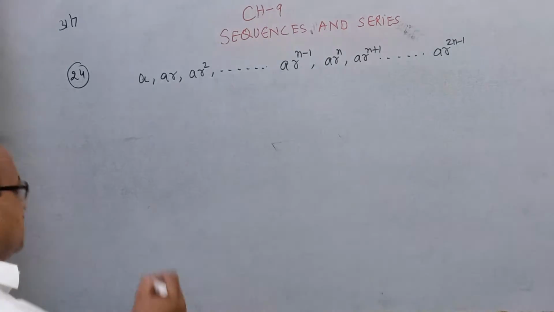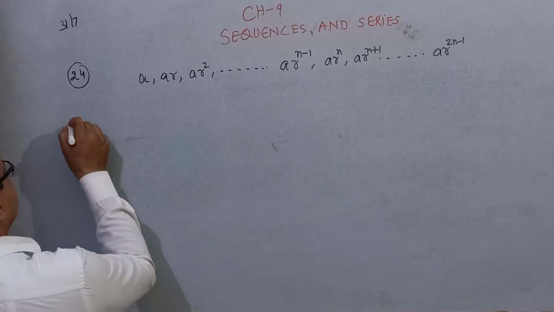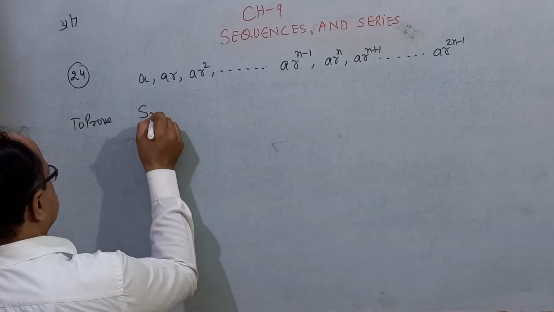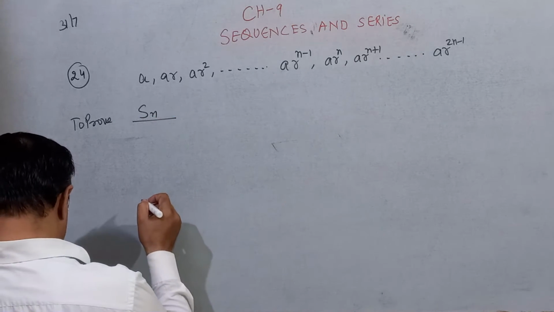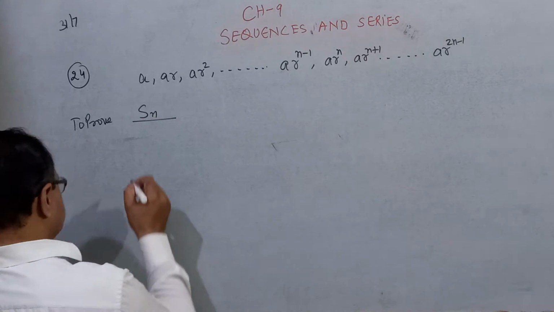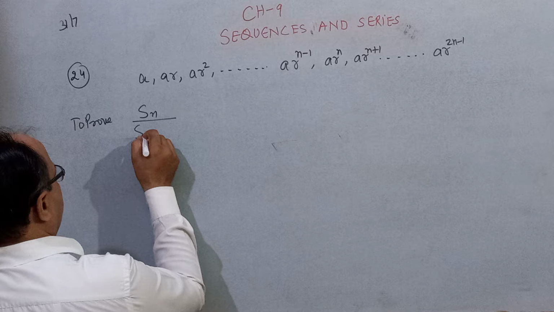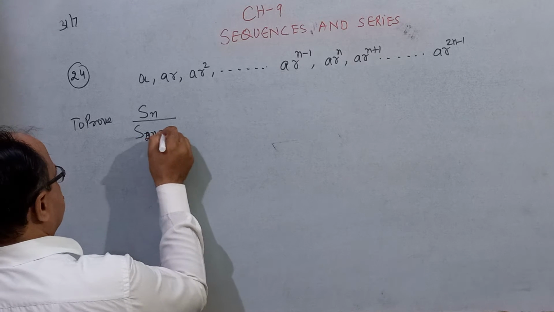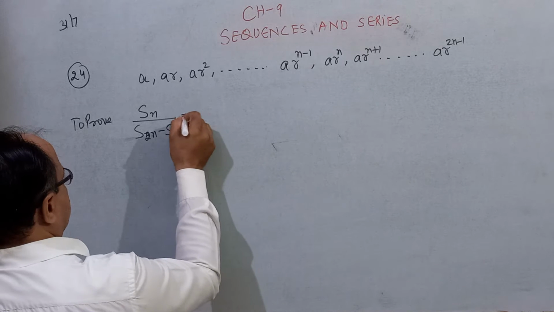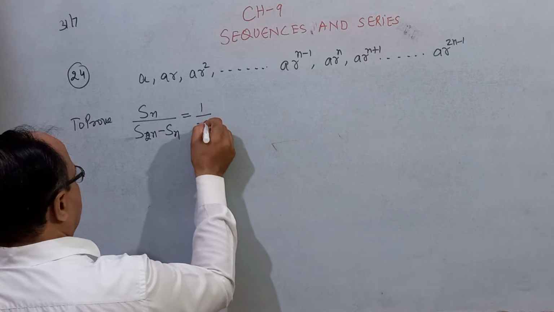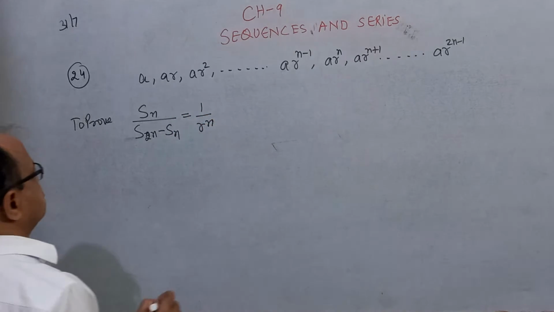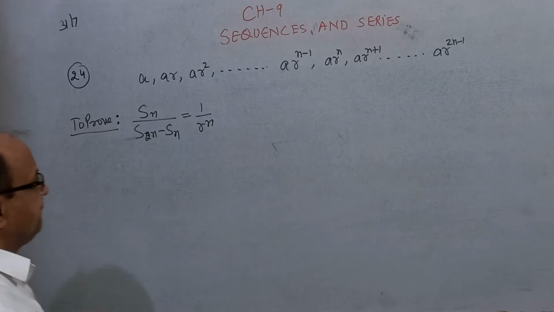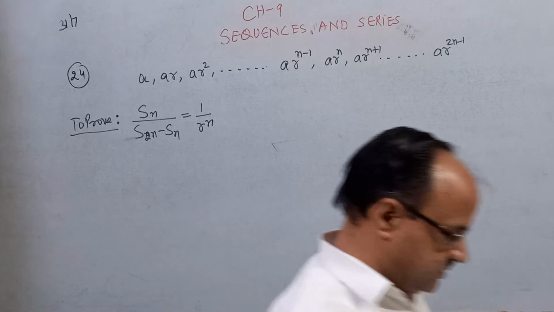And show that the sum of n terms divided by the sum of the terms n plus 1 to 2n, it means S2n minus Sn, is equal to 1 by r to the power n. We want to prove this. Correct? This is our target.